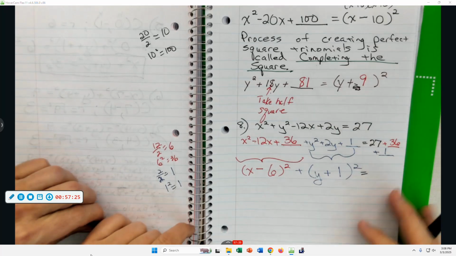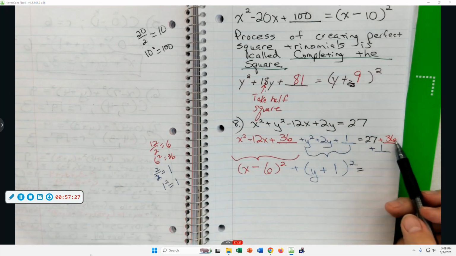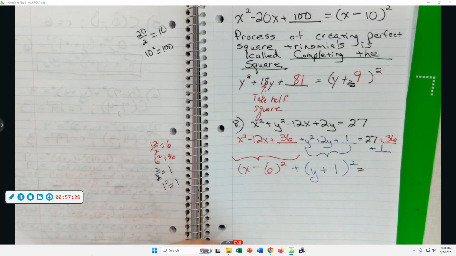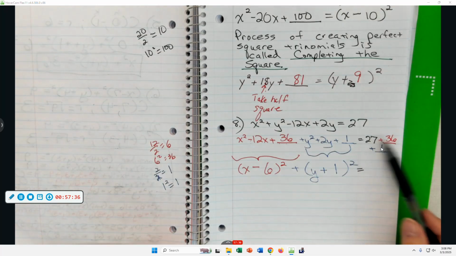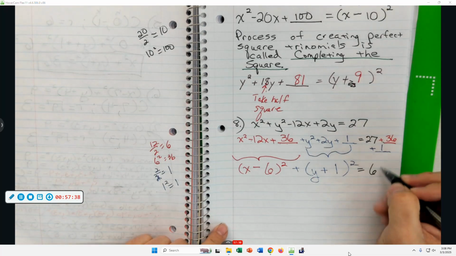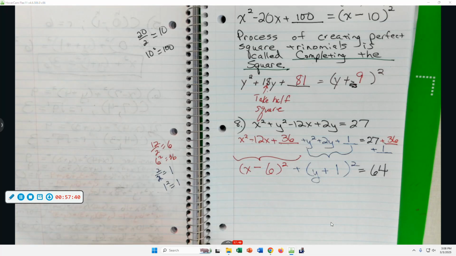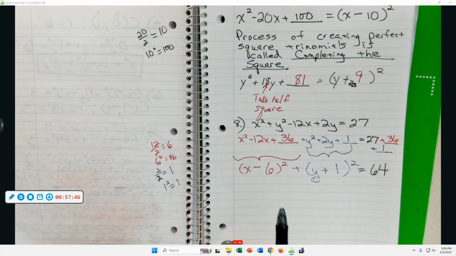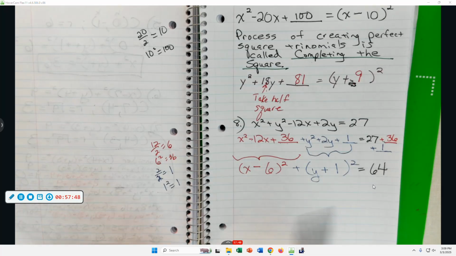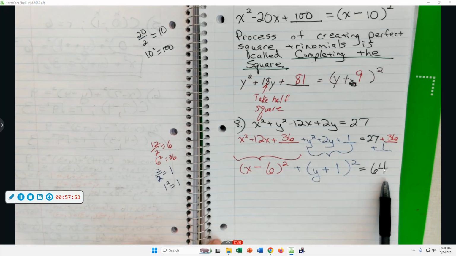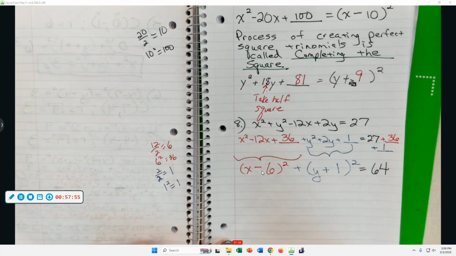Over here we have a 27 plus 36 plus 1. 27 plus 36, is that a 63 plus 1? 63 plus 1 gives me 64. I hope it's clear why we did that. Can we look and tell the center and radius now? Now that the equation's been converted to center radius form, what's the center?